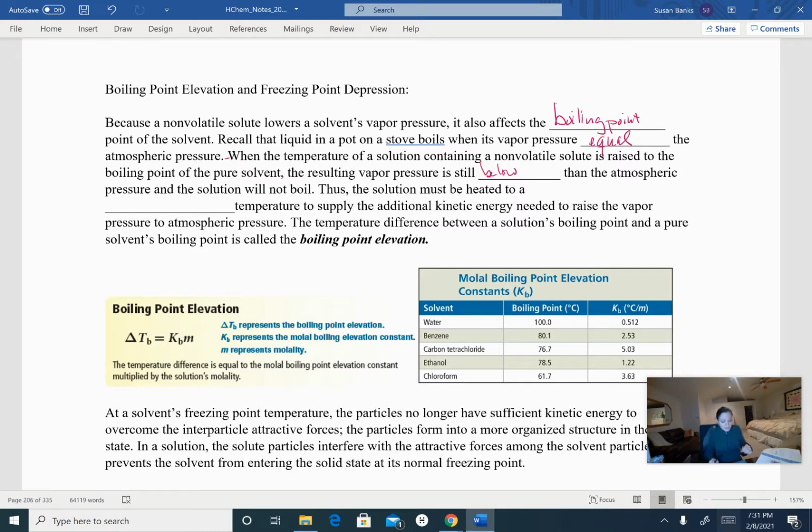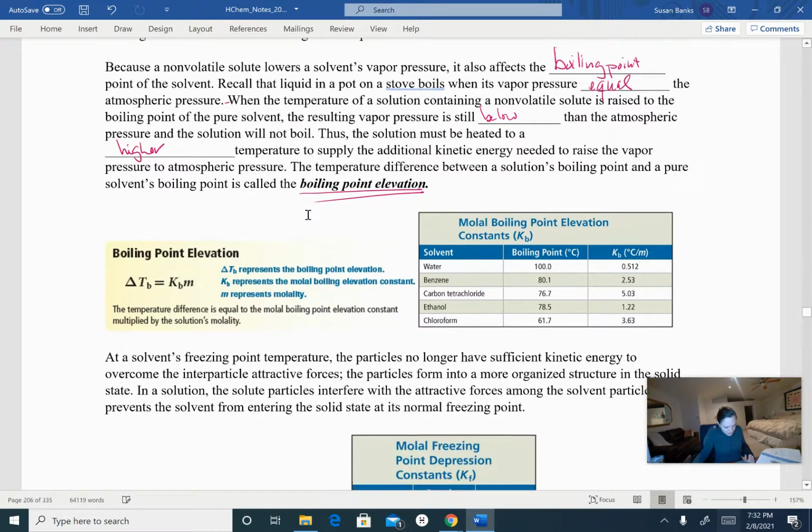The solution must be heated to a higher temperature to supply the additional kinetic energy needed to raise the vapor pressure to the atmospheric pressure. The temperature difference between the solution's boiling point and a pure solvent's boiling point is called boiling point elevation. Okay, so here is the formula for the boiling point elevation.